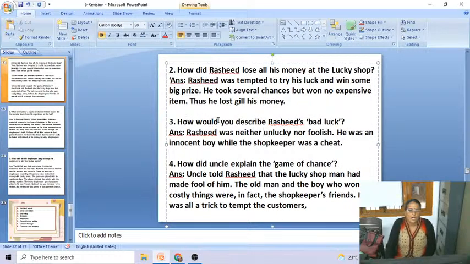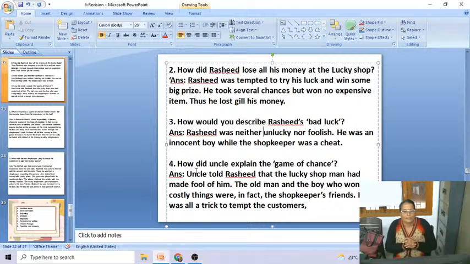Okay. Now, how would you describe Rashid's bad luck? Rashid की bad luck आप कैसा describe कर सकते हो? Was he unlucky? Do you think that Rashid was unlucky? Yes. Siddhika wrote he was neither unlucky. He was foolish. We cannot say that he was not foolish. He was foolish. That's why the shopkeeper could cheat him and take the money.